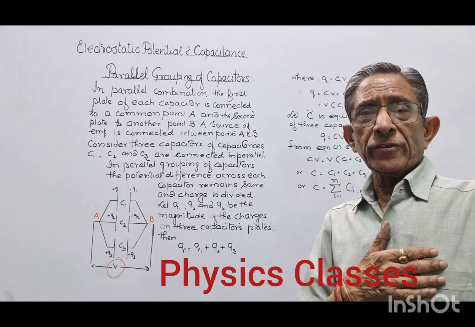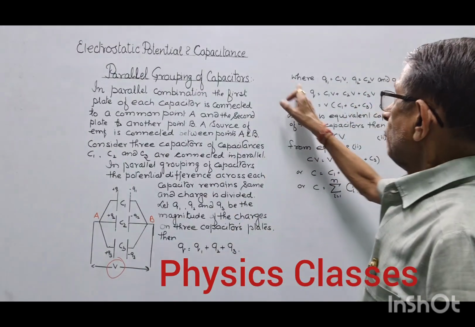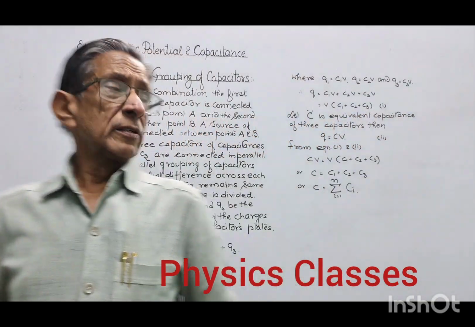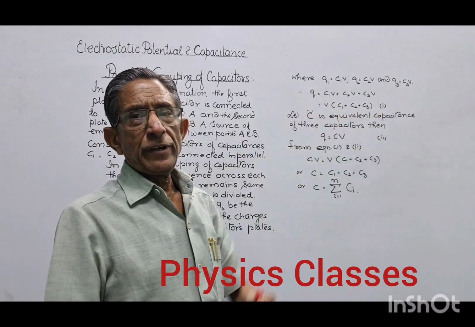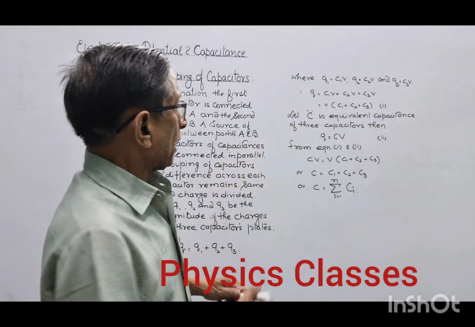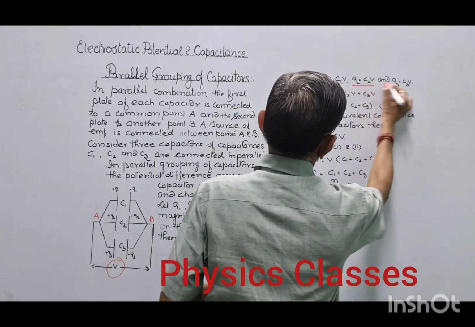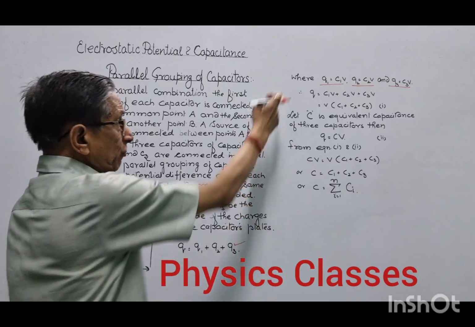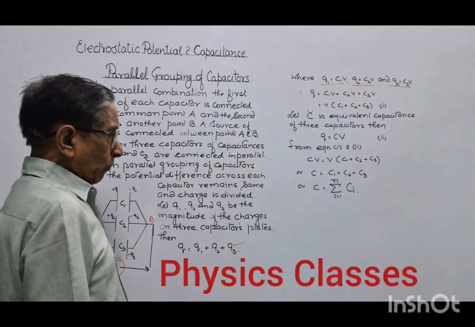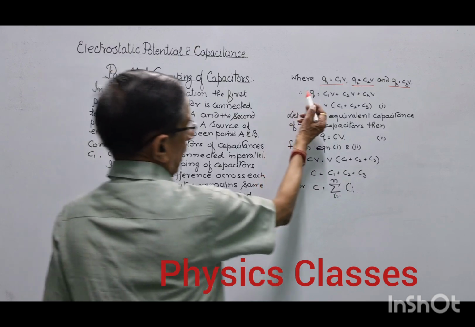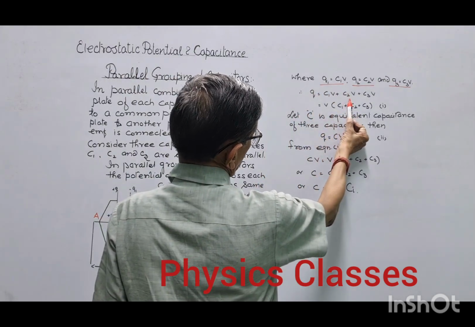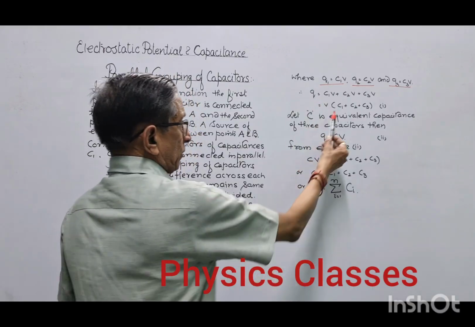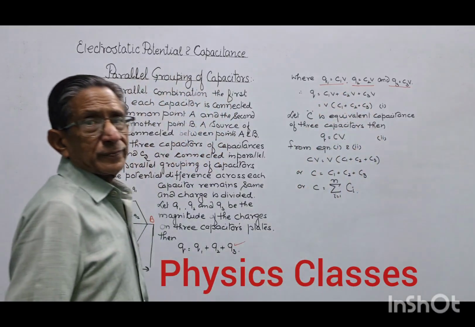According to the capacitance definition, we know Q1 is C1V, Q2 is C2V, and Q3 is C3V. We should substitute the values of Q1, Q2 and Q3 in this equation. When you substitute the values of Q1, Q2, Q3 in this equation, you will have Q is equal to C1V plus C2V plus C3V. V is common, so Q is equal to V times C1 plus C2 plus C3.